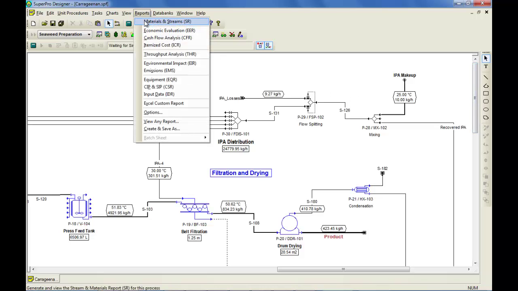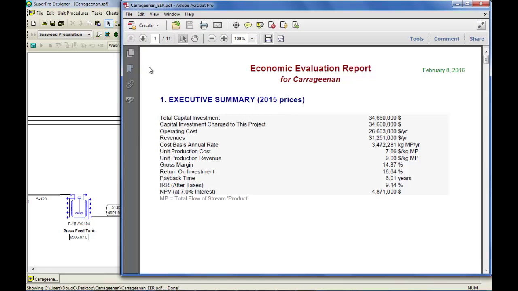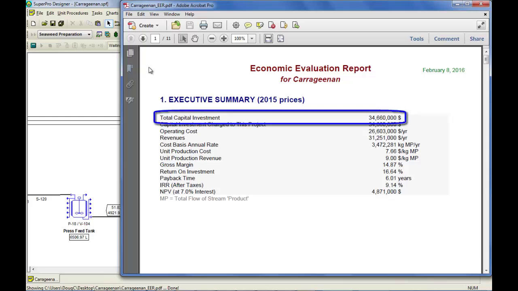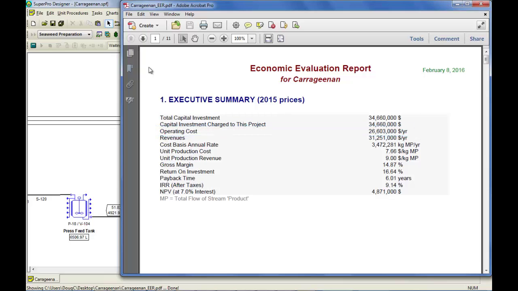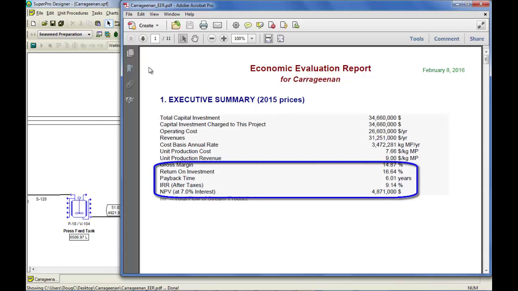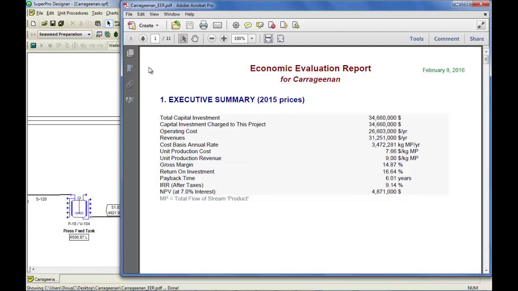After the process model was completed, the financial calculations for the process were performed. Based on the assumptions in this model, the total capital investment for this facility is roughly $35 million, with an annual operating cost of about $27 million per year. The annual revenues are approximately $31 million per year, based on a selling price of $9 per kilogram for the carrageenan product stream. Various other financial metrics, such as return on investment, payback time, internal rate of return, etc., are also calculated. These numbers indicate this may be a promising investment.